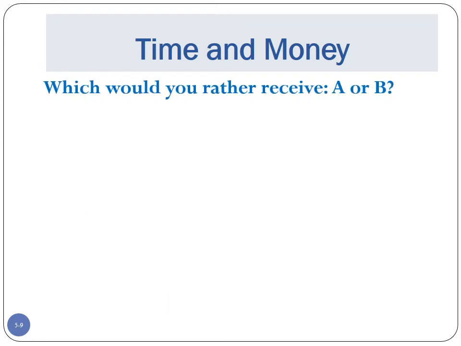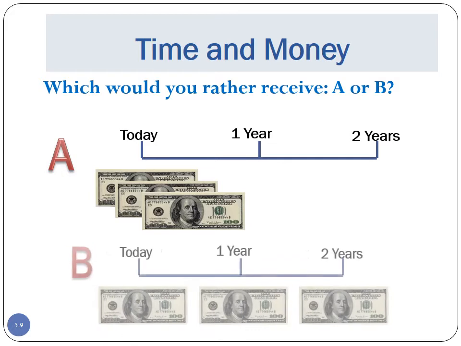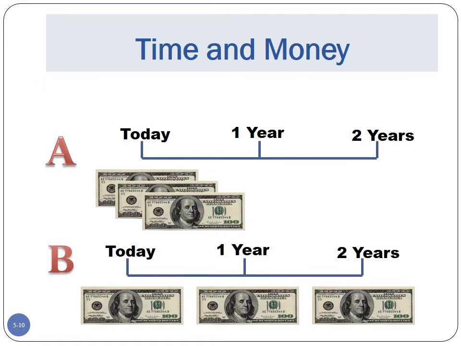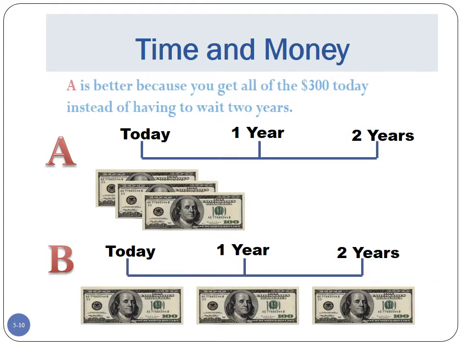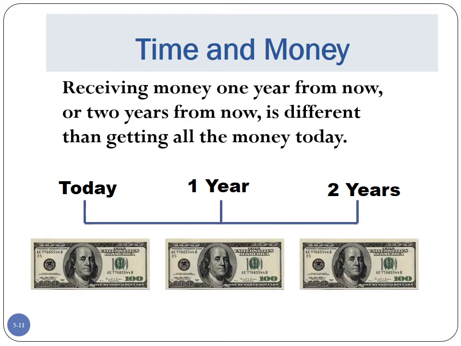So let's take a look at another example. Which would you rather receive, A or B? A is $300 today, or B is $100 today, $100 in 1 year, and $100 in 2 years. If we look at the choices, we can see that they are different over time. However, A is better because you get all the $300 today instead of having to wait 2 years. Receiving money 1 year from now or 2 years from now is different than getting all the money today.